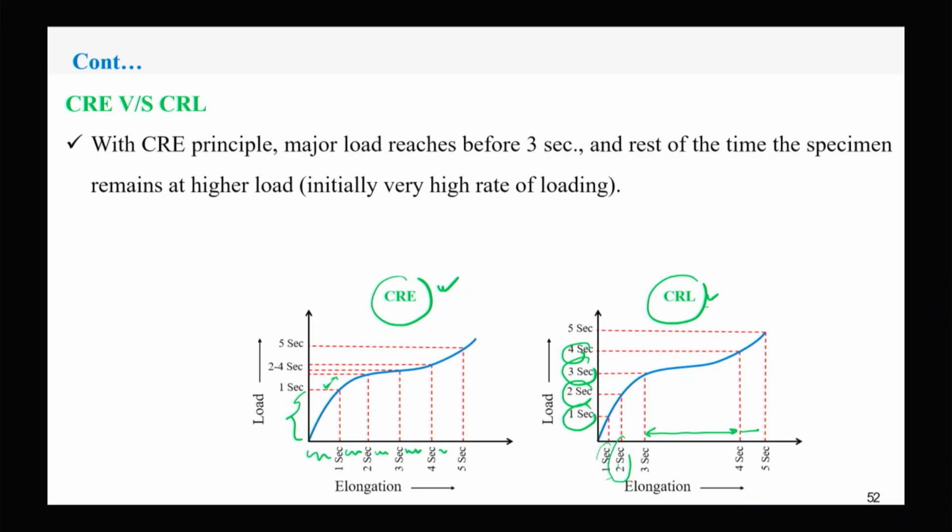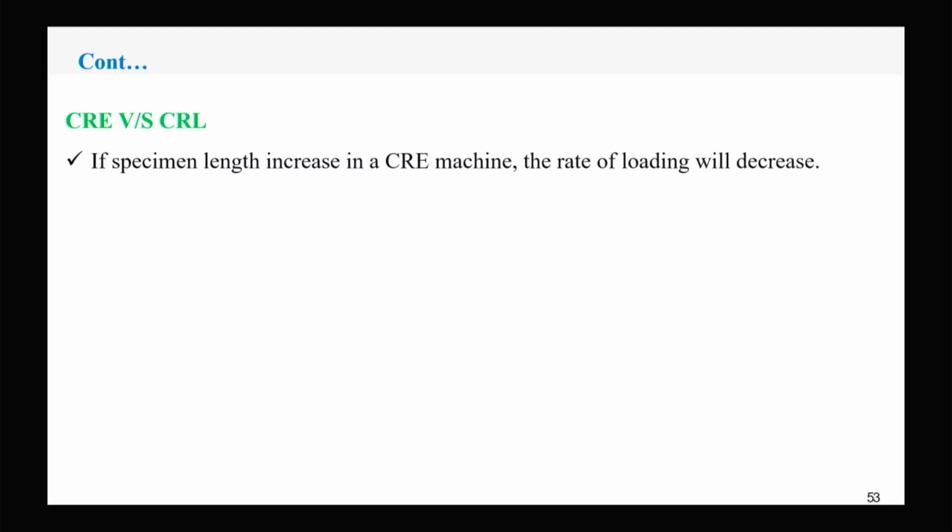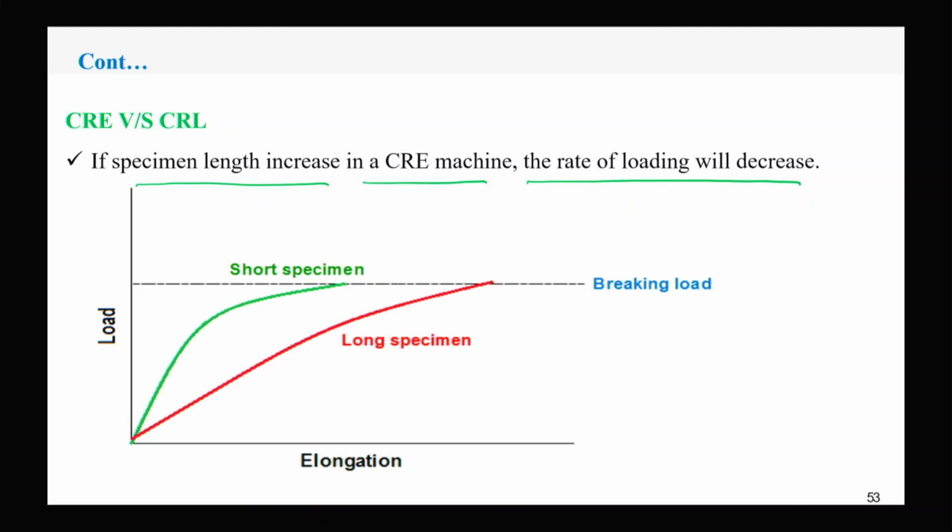Here it is explained, which we have discussed. If the specimen length increases in the CRE machine, the rate of loading will decrease subsequently. Suppose it is a short specimen, and for the time being we eliminate the effect of gauge length. For a short specimen, the breaking elongation will be low, but the breaking load is constant for both cases. For a long specimen, the breaking elongation will be more.